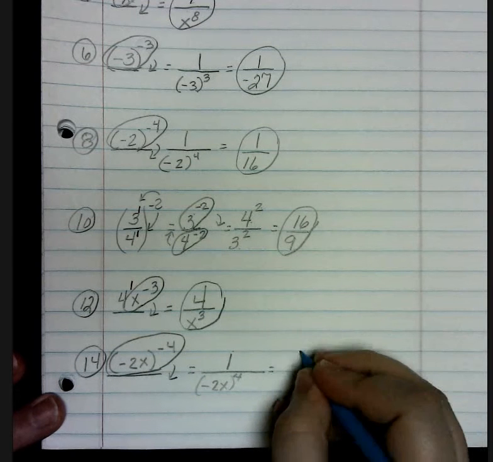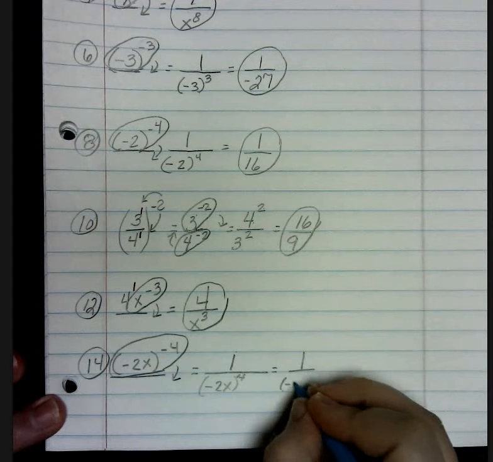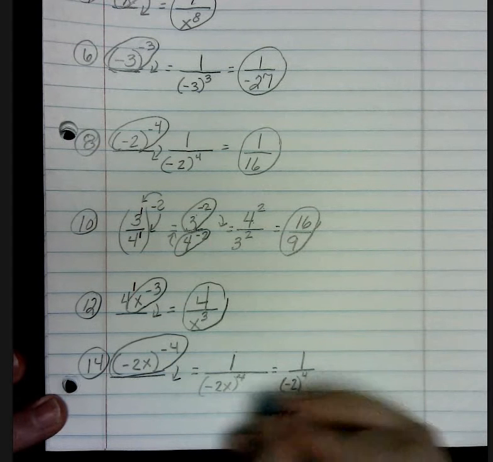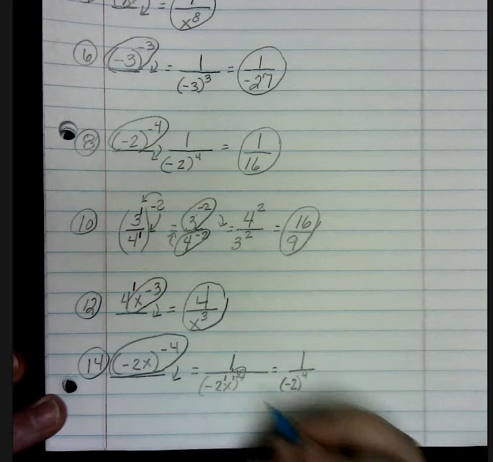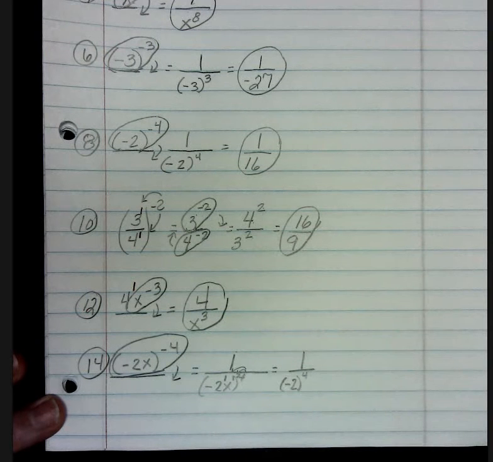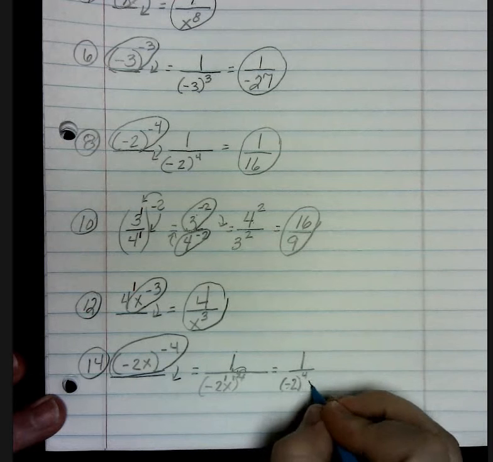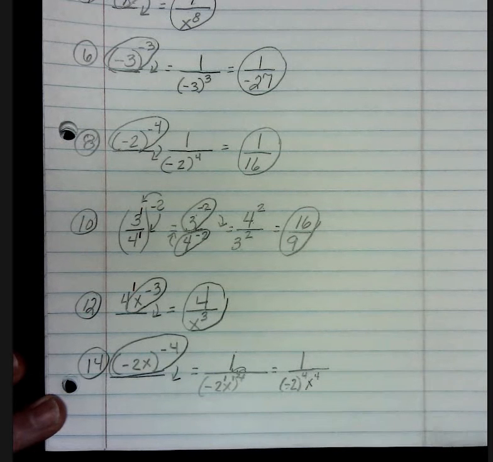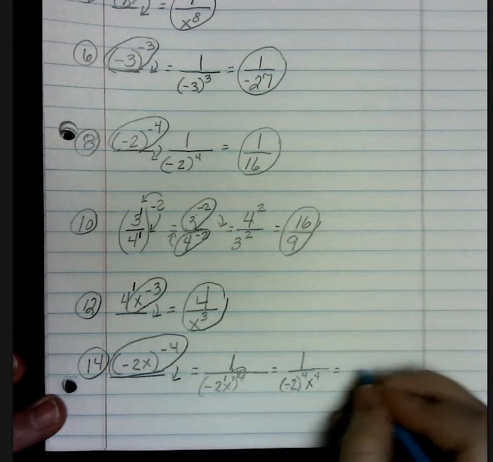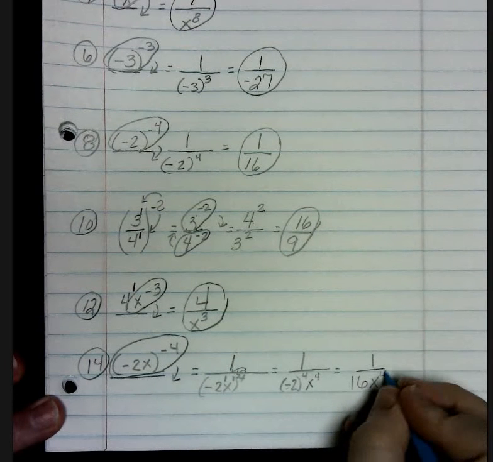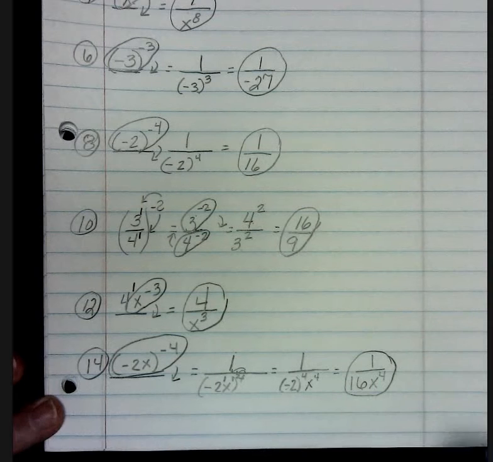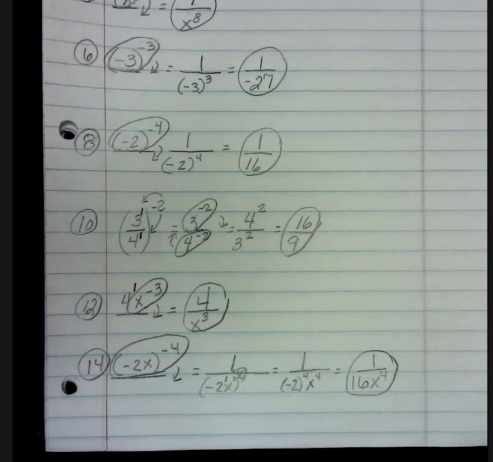So that gives us 1 over, and then you distribute this 4 into each exponent. So that gives us negative 2 to the 4th power, and then x to the 4th power, and then negative 2 to the 4th power is 16, and you have your x to the 4th power. So our final answer is 1 over 16x to the 4th.